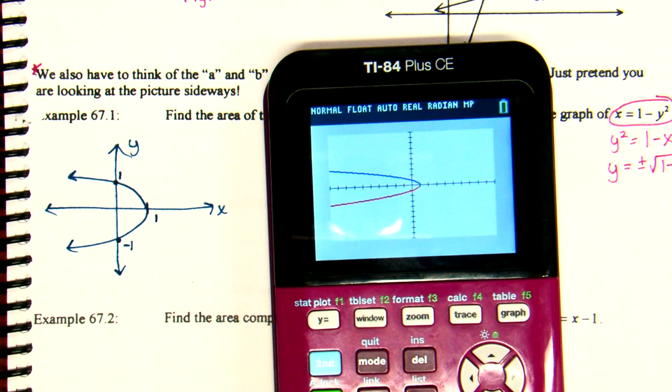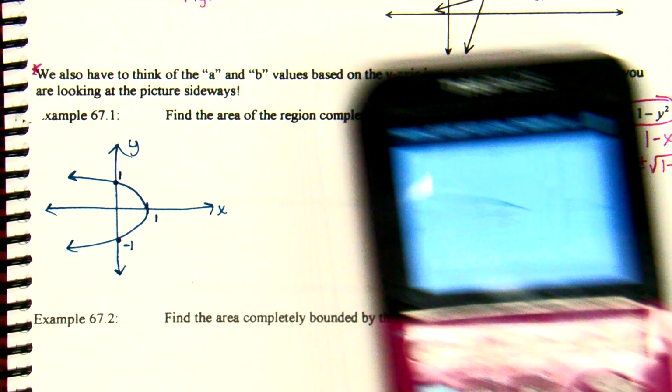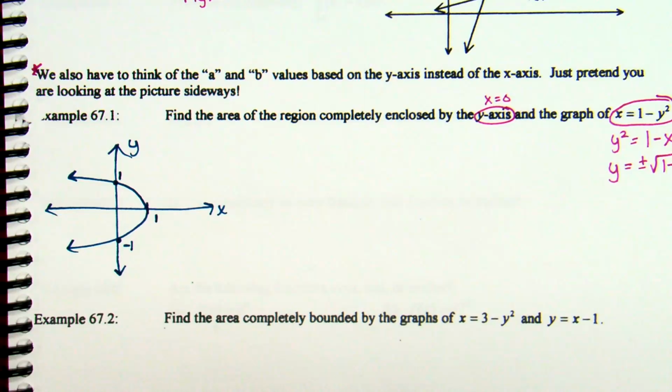Okay, so you have that parabola there. Now, specifically, what was it? The area enclosed by the y-axis, which y-axis is this, right? And the graph of x equals 1 minus y squared. What are we finding the area of? Yeah. This little thing right there.